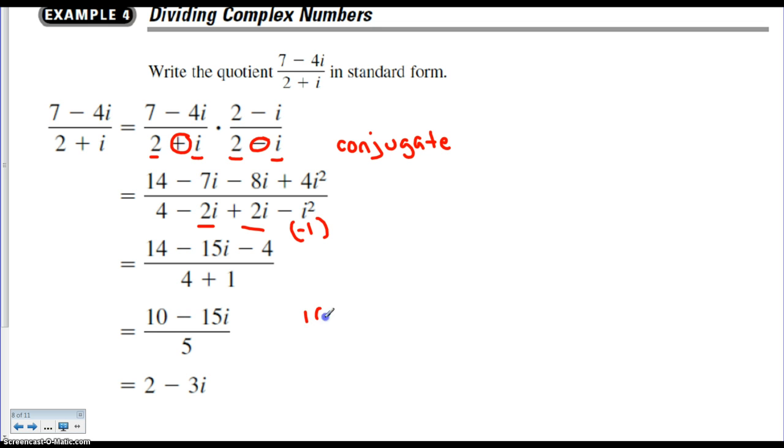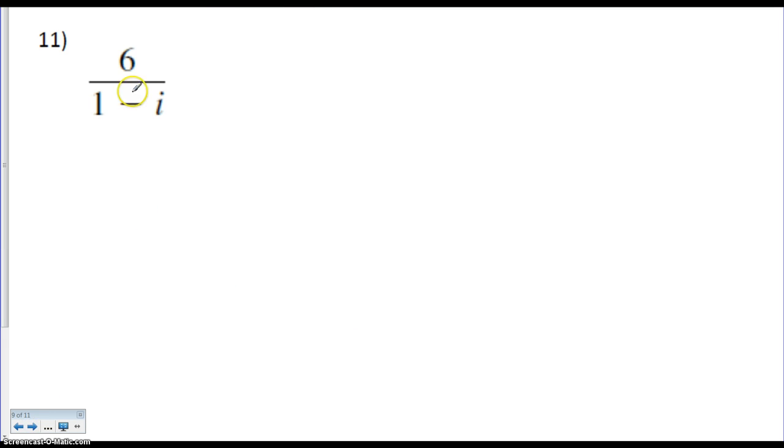Now what happens next is I'm taking the 10 over 5, and I'm taking the 15i and dividing it by 5 too, which gets me 2 minus 3i. So let's try an example. So in this case I have 6 divided by 1 minus i.